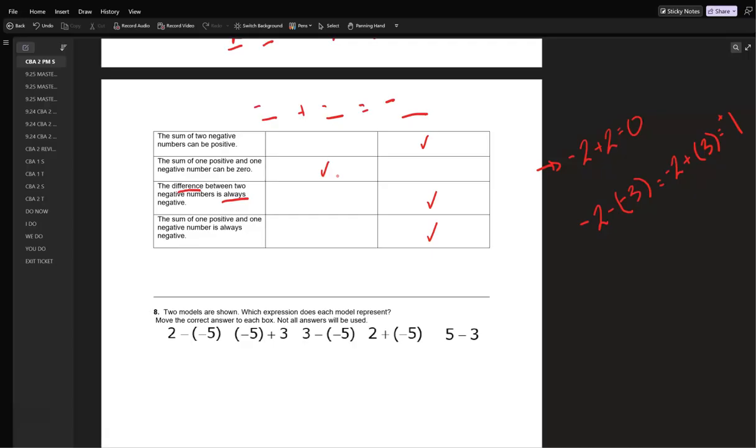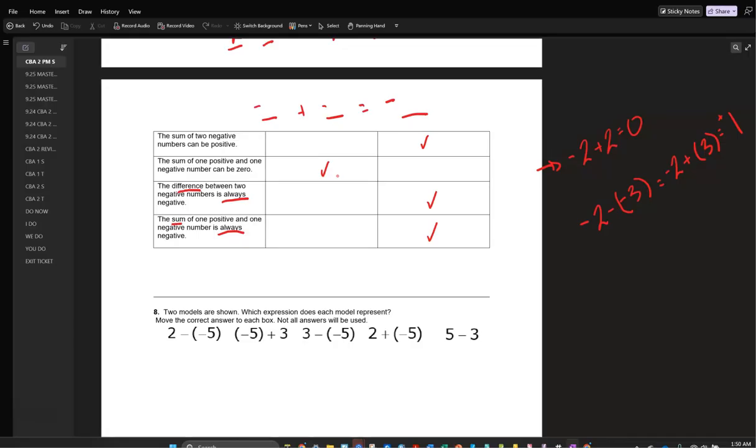The sum of one positive and one negative number is always negative. This one should have been pretty obvious. So once again, always. Okay. They're challenging you to come up with one example where it's not true, and sum is addition. So we have, it's always negative.